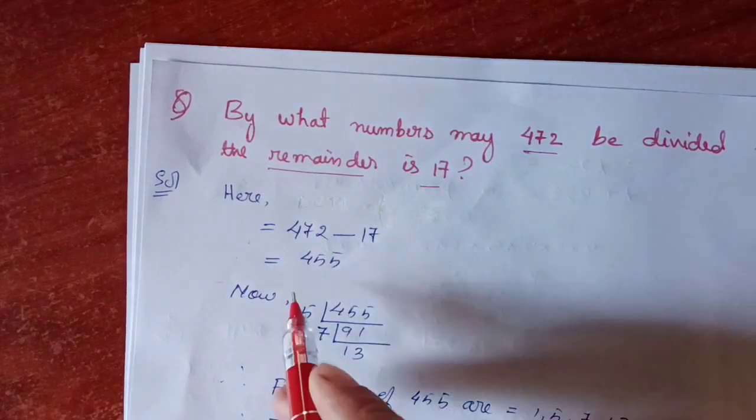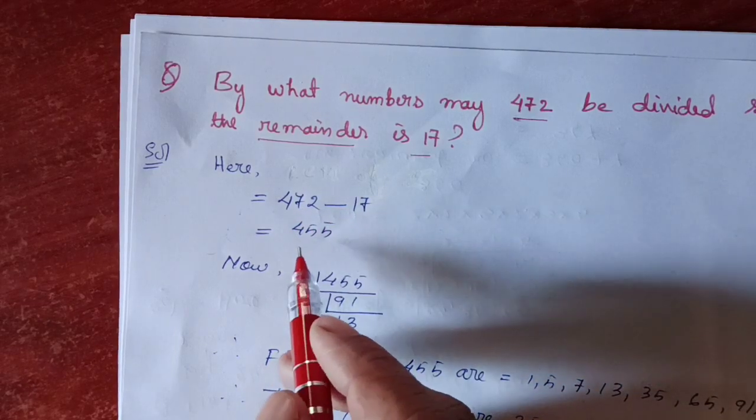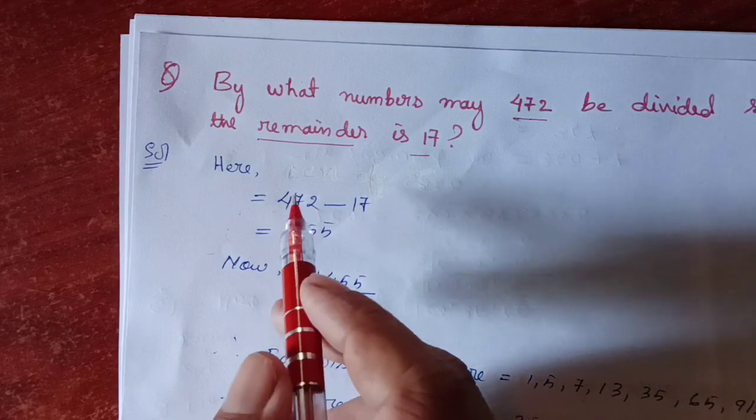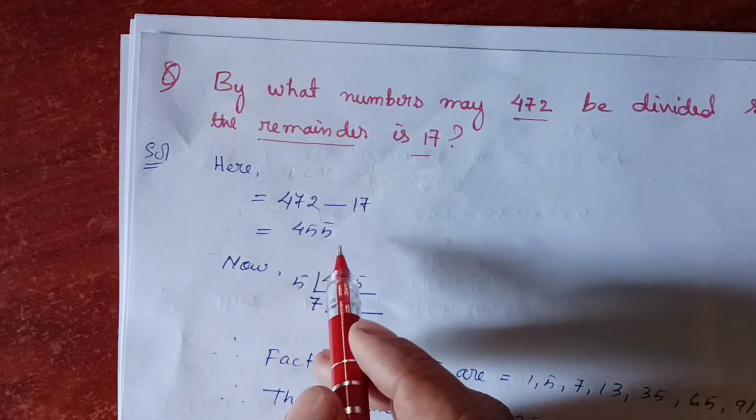So now 472 minus 17, the answer is 455. 472 minus 17, the answer is 455.